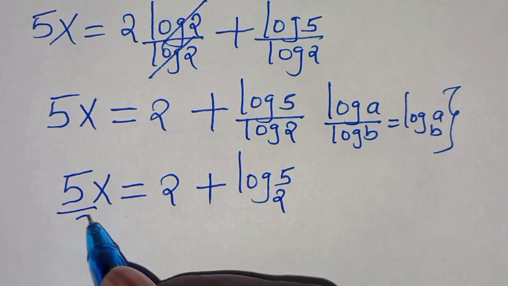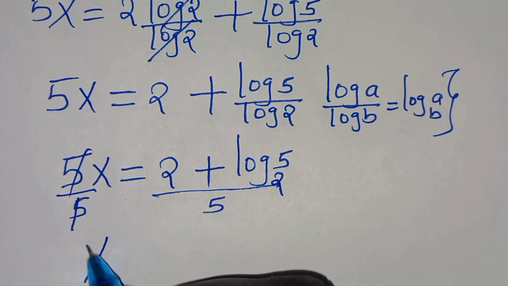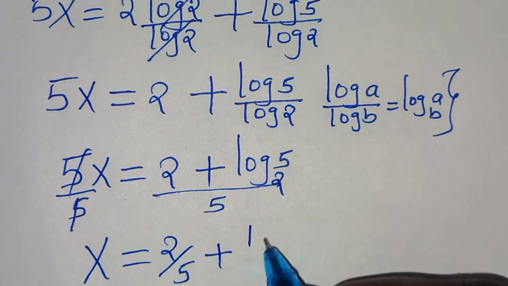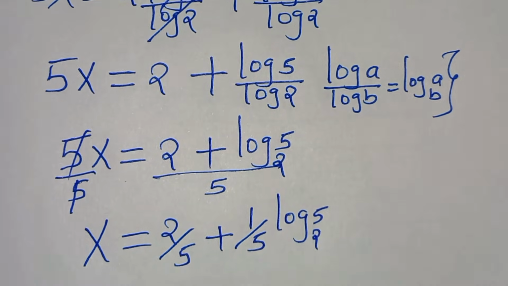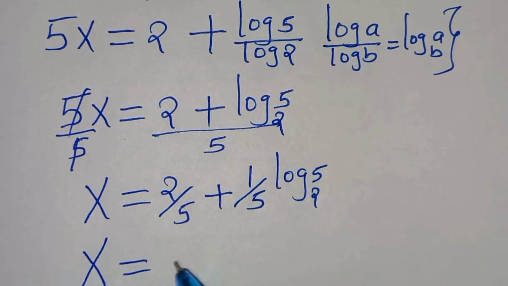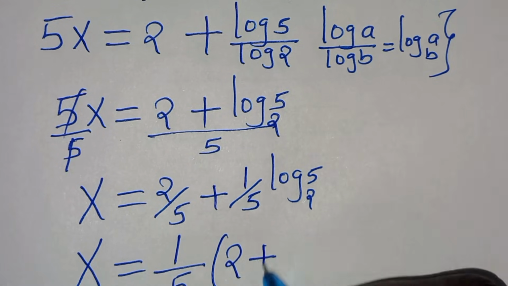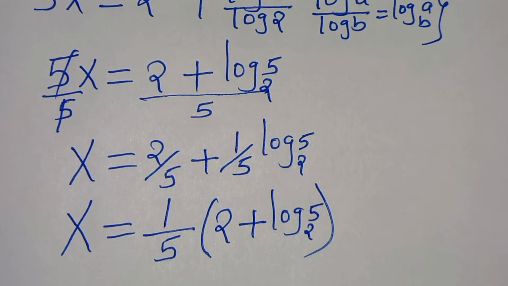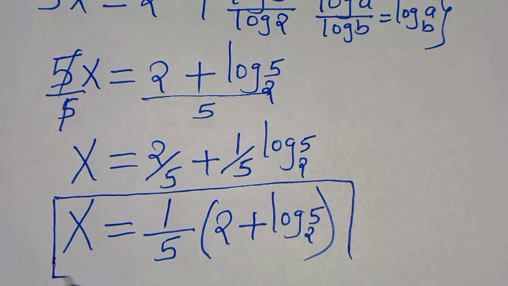So let's divide both sides by 5, so that now we have that x is equal to 2 over 5 plus 1 over 5 log 5 to base 2. And since 1 over 5 is common here, we can express x as 1 over 5 into the parentheses, 2 plus log 5 to base 2. So this is the value of x.